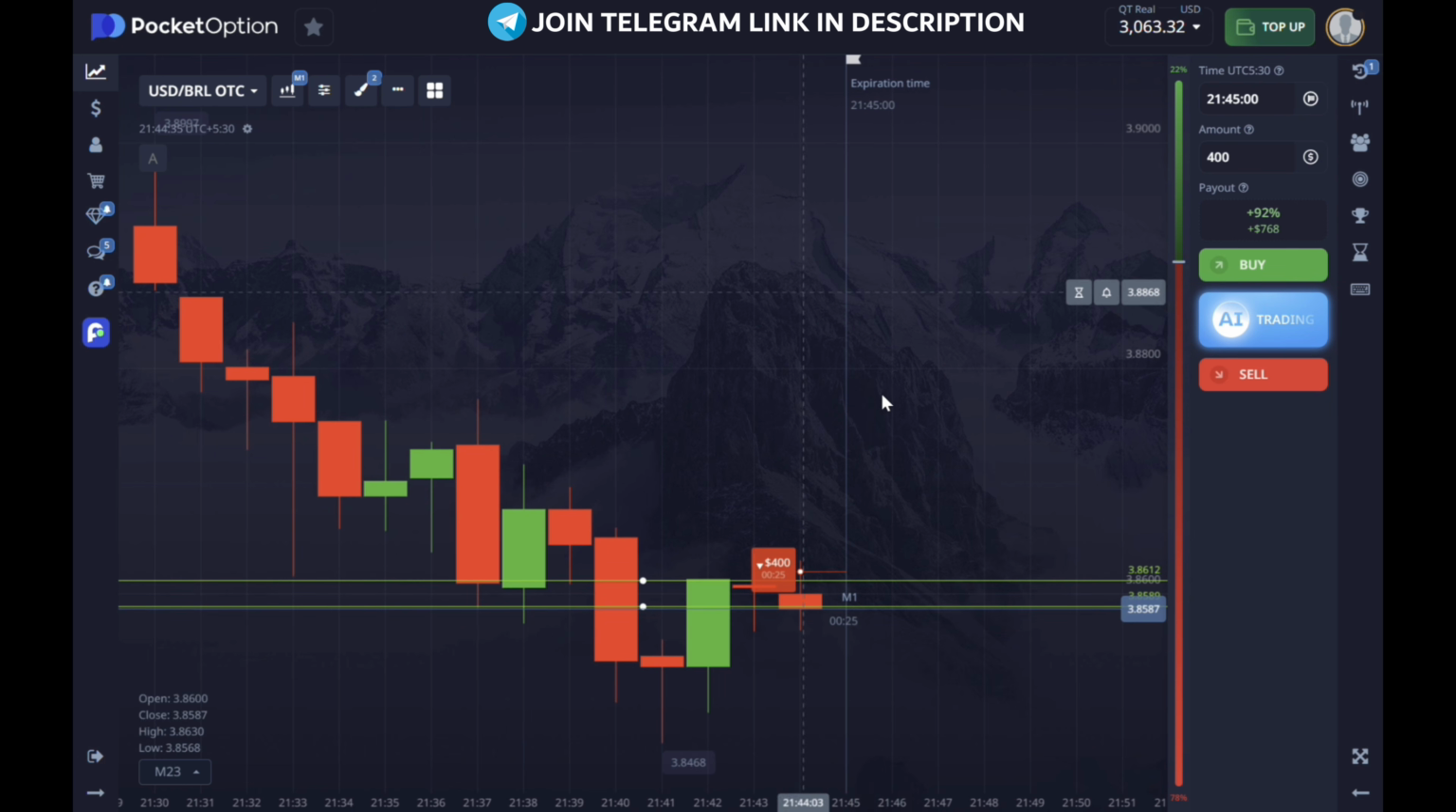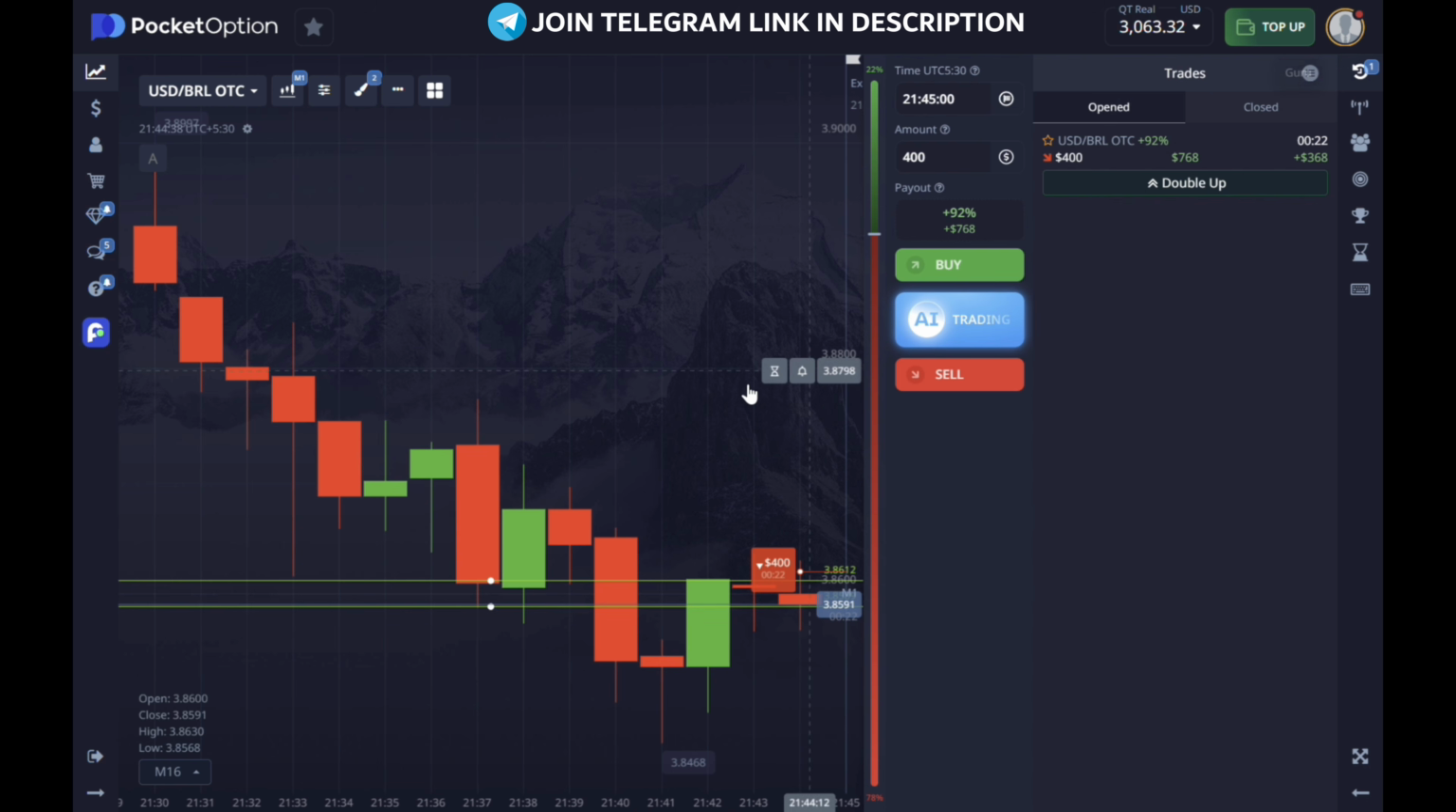Guys, you've probably seen a lot of people following martingale steps.